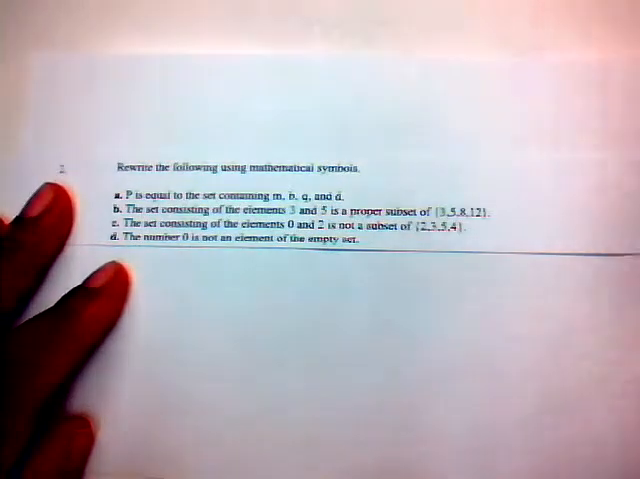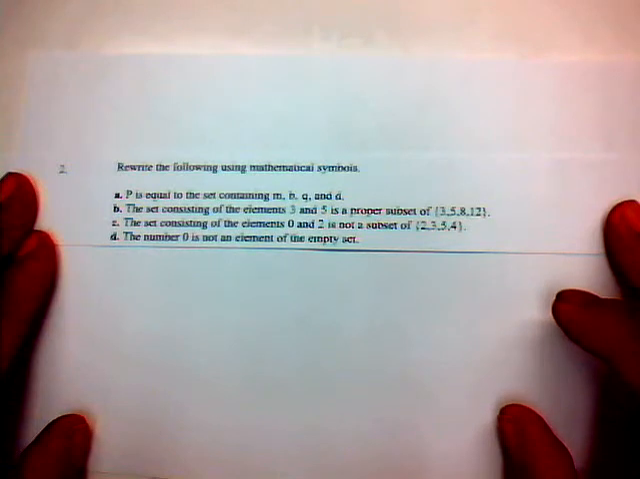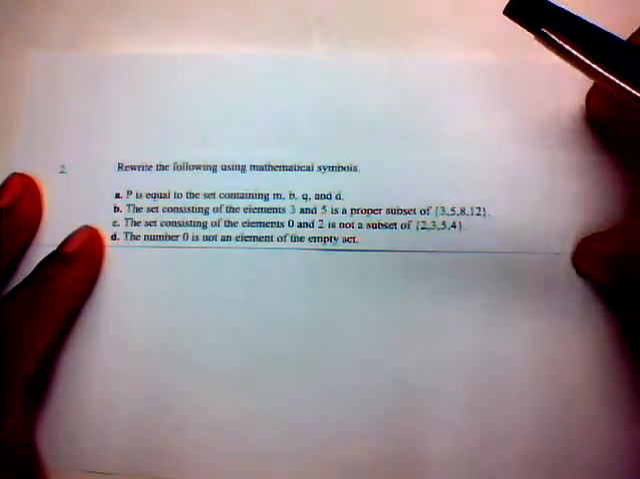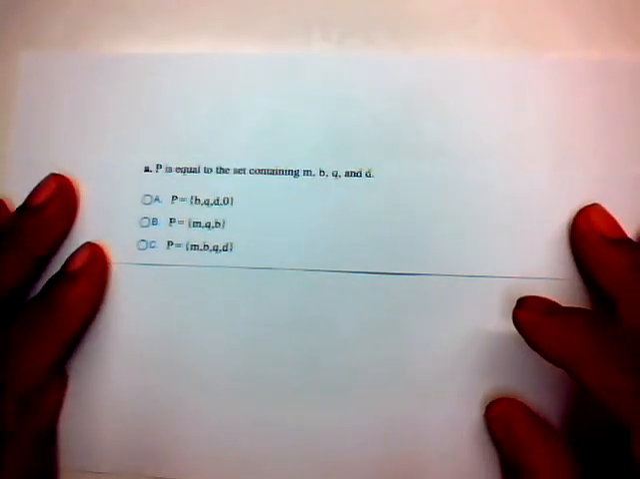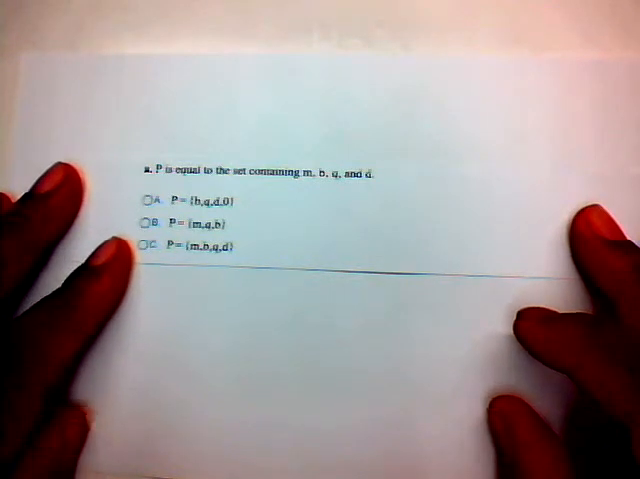Now let's look at problem number 2. This one has 4 parts, but I will go over each one of these. You're going to rewrite the following using mathematical symbols here. These are problems A through D, and we're going to look at each one of these individually. So here's part A of number 2. P is equal to the set containing M, B, Q, and D.